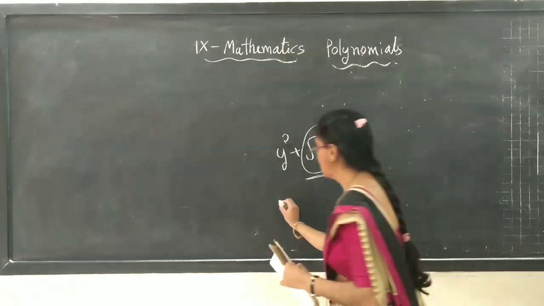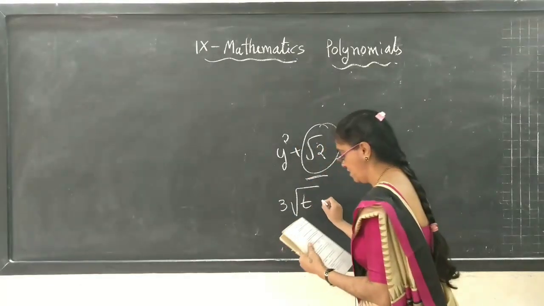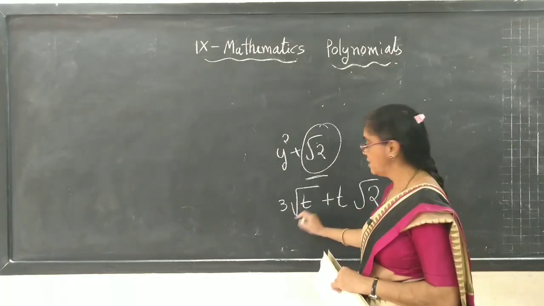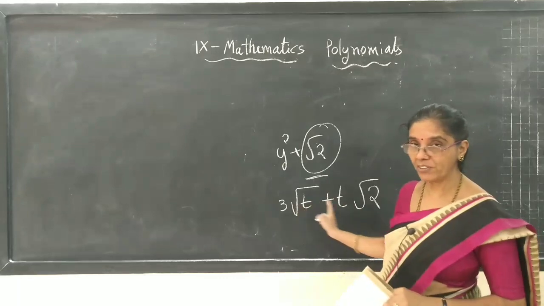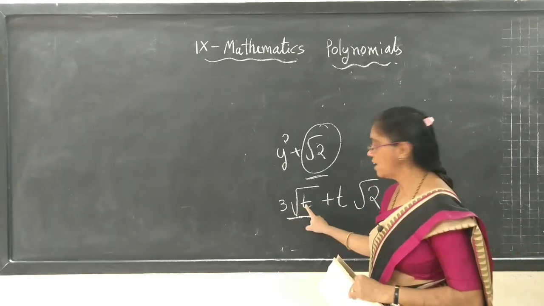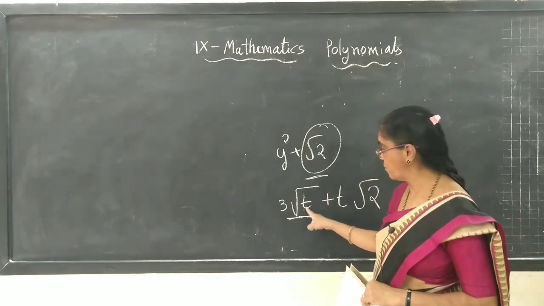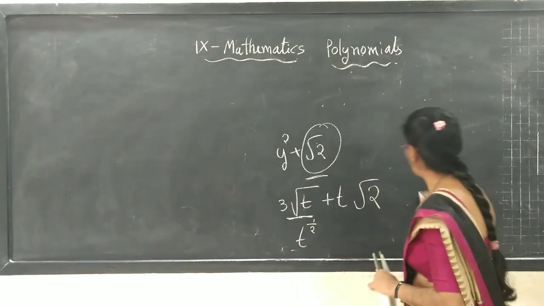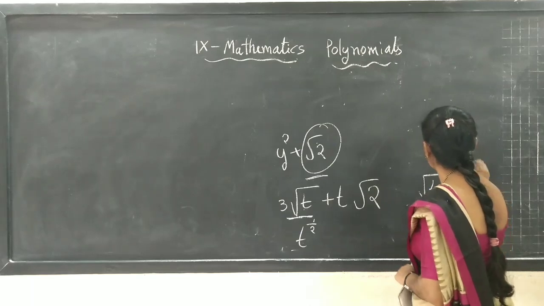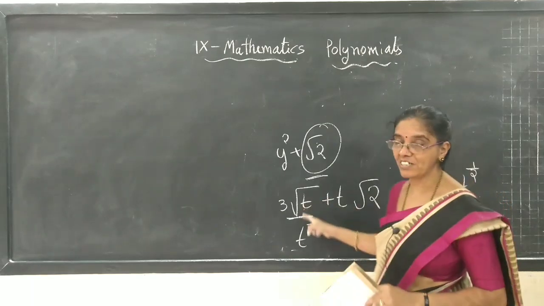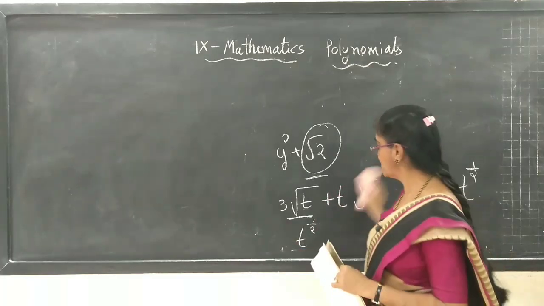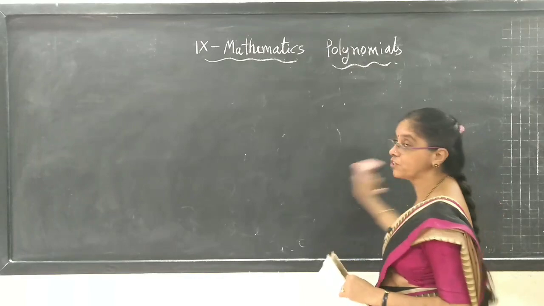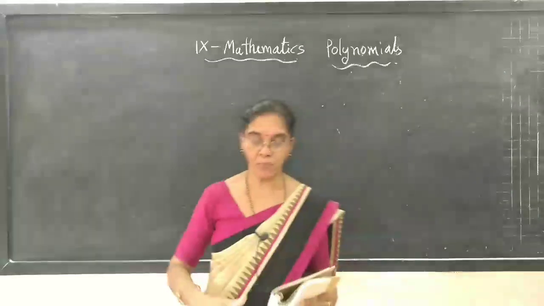In this case, 3 square root t plus t square root 2. Here, the variable is 1, no doubt, t. But here, the power of t is t to the power of half. Square root t is expressed as t to the power of half. So, it is not a positive integer, so it is not a polynomial. For a polynomial, the variable should have a positive integer power.